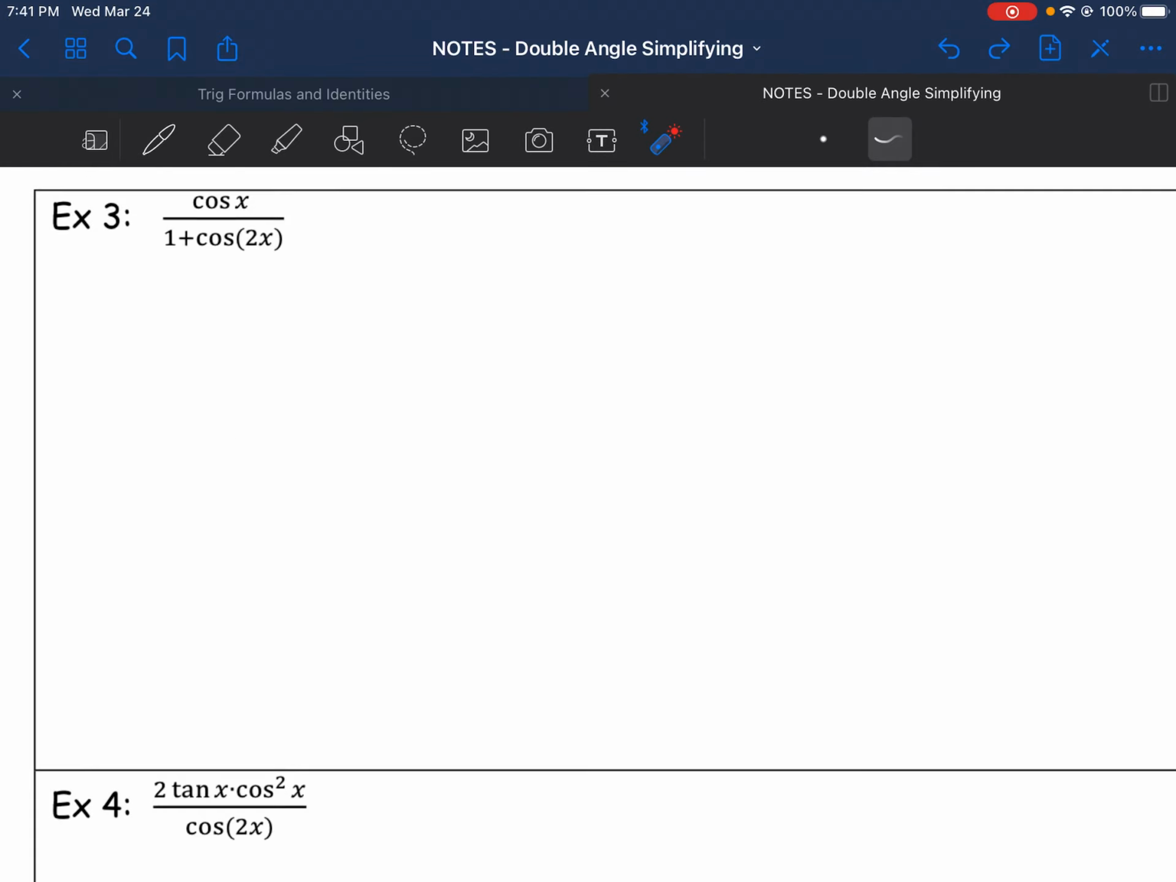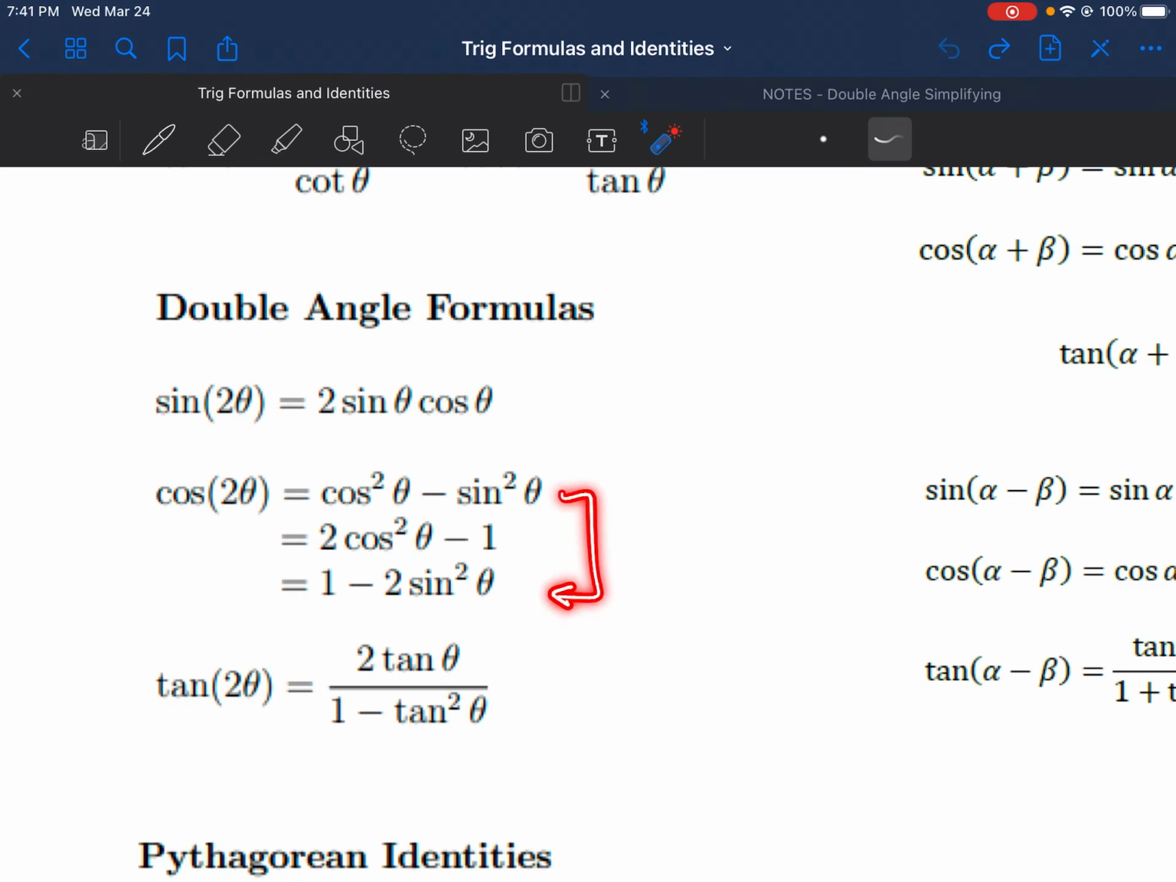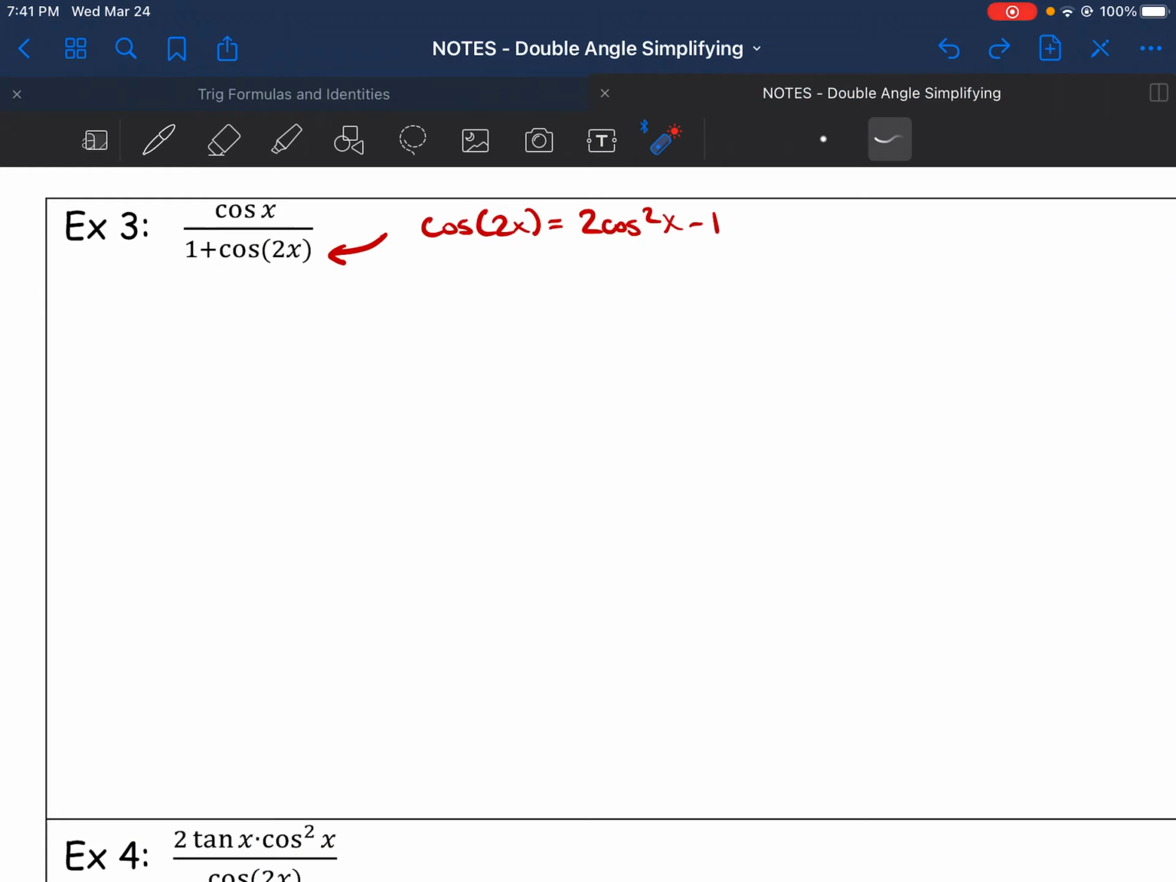Okay, moving right along, here's example 3. Cosine of x divided by 1 plus cosine of 2x. Right off the bat, we can see this cosine of 2x. Now remember, cosine of 2x has a few different versions of what you can use. I'm going to end up using 2 cosine squared minus 1. The reason I do this is because we have this 1 plus right here. And when we change this cosine of 2x into 2 cosine squared of x minus 1, this minus 1 and this positive 1 will end up canceling each other out.